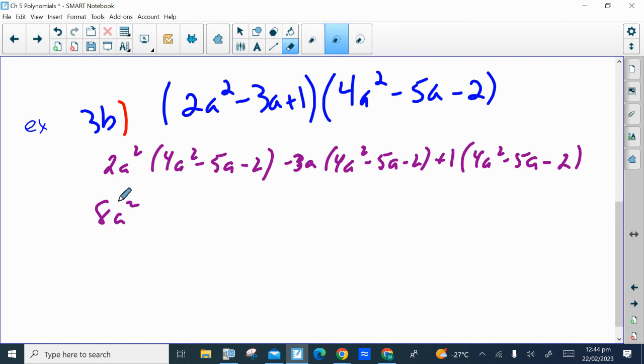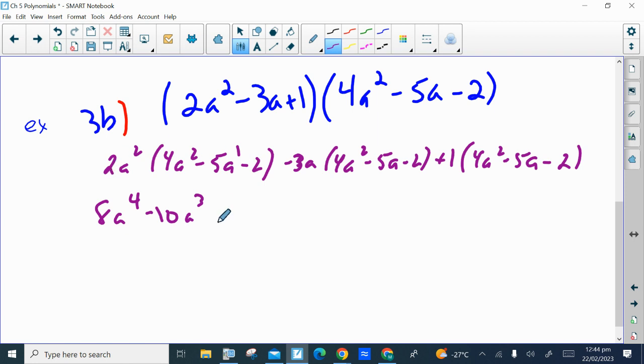So when you multiply out, coefficient times coefficient, 2 times 4 is 8. A squared times a squared, remember you add the exponents. Keep the base the same. 2 times negative 5 is negative 10. A squared times a to the 1, add the exponents. Keep the base the same.